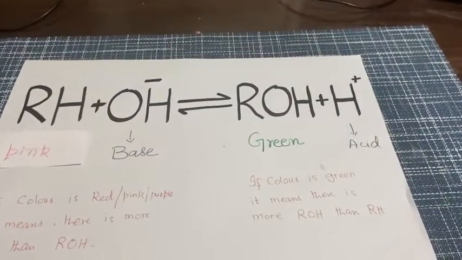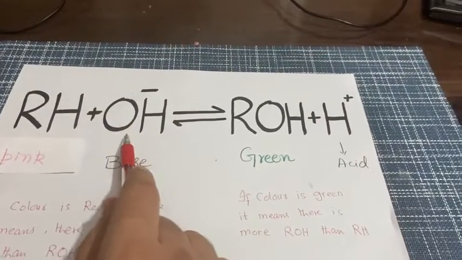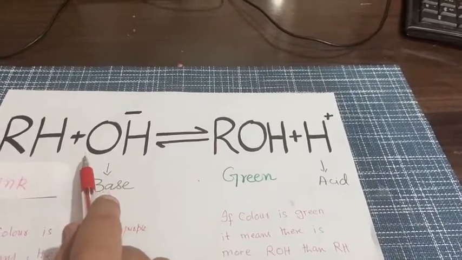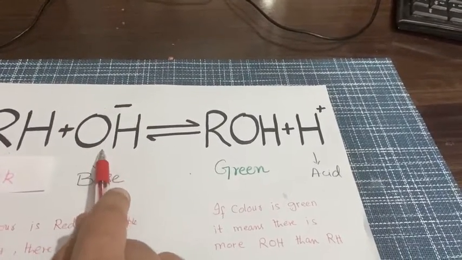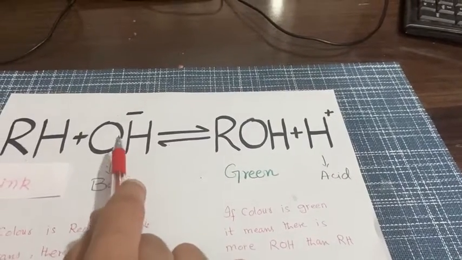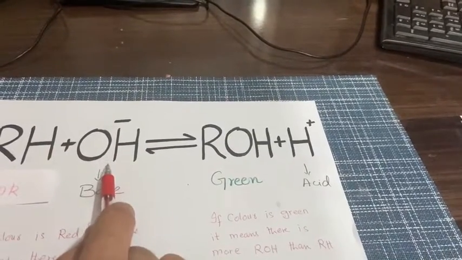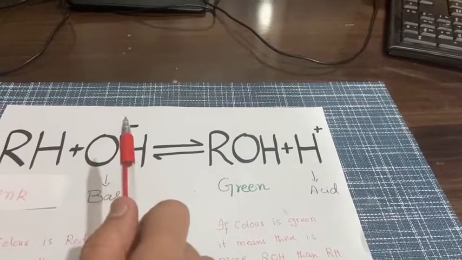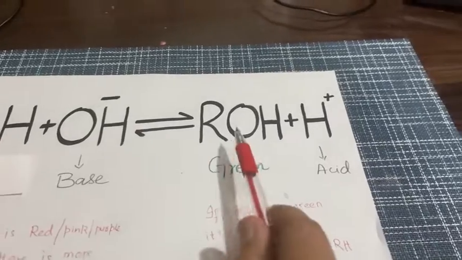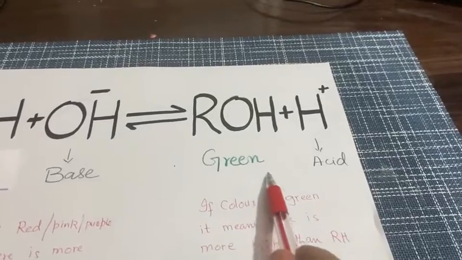Now come towards the explanation. What was happening when we were adding H ion or OH ion into the red cabbage juice? When I added OH ion into the solution, the concentration of OH ion increases, and according to Le Chatelier's principle, the position of equilibrium will move so that the concentration of OH ion decreases again. By reacting it with RH and turning it into ROH and H+, the position of equilibrium will move towards the right hand side.